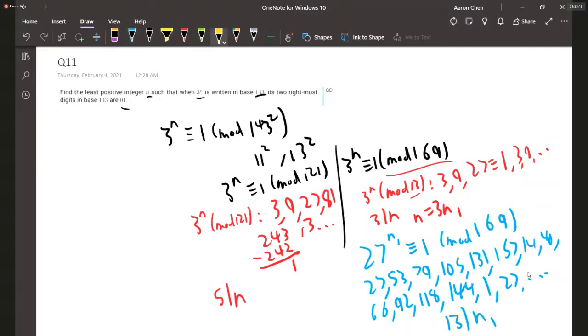And so when we put the fact that 5 divides n, 3 divides n, and 13 divides n together, we know that n needs to satisfy all of these. And so what this tells us is that the minimum value of n is 5 times 3 times 13, or 195. So does anyone have any questions about this problem?